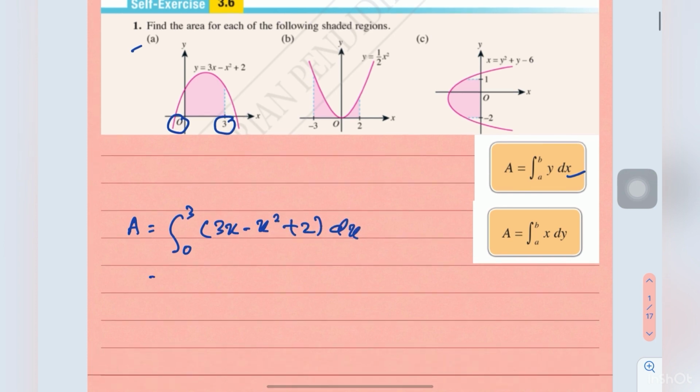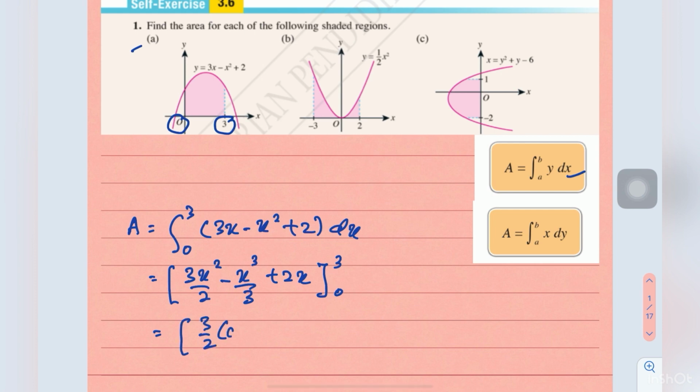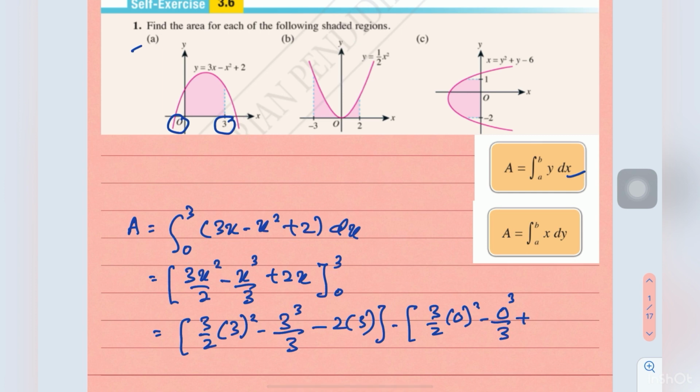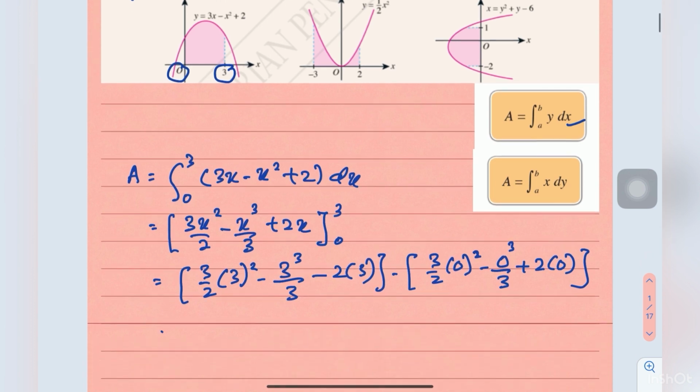So here we have to integrate: 3x squared over 2 minus x cubed over 3 plus 2x. Substitute the upper limit: 3 over 2 times 3 squared, minus 3 cubed over 3, plus 2 times 3. Then minus the lower limit: 3 over 2 times 0 squared, minus 0 cubed over 3, plus 2 times 0. Then press the calculator and we find the final answer is 21 over 2 unit squared.